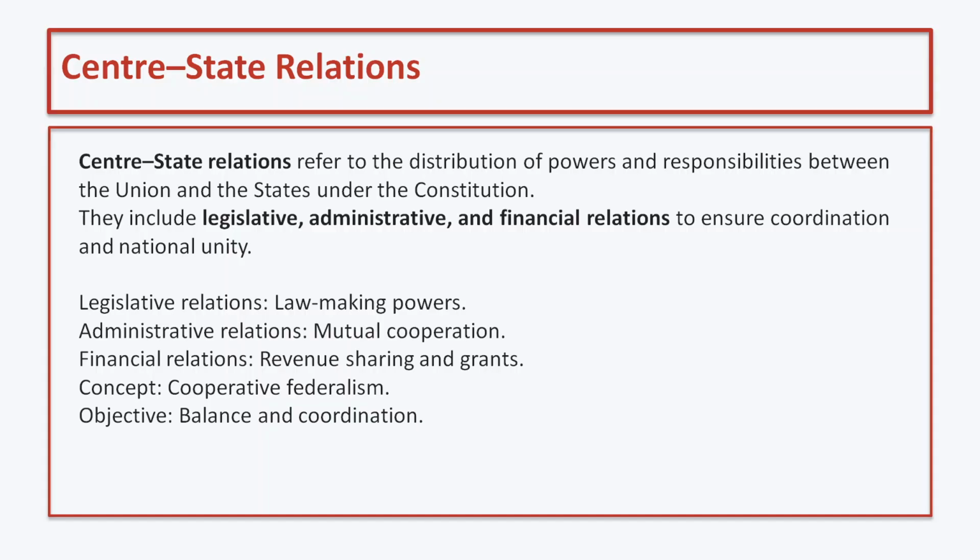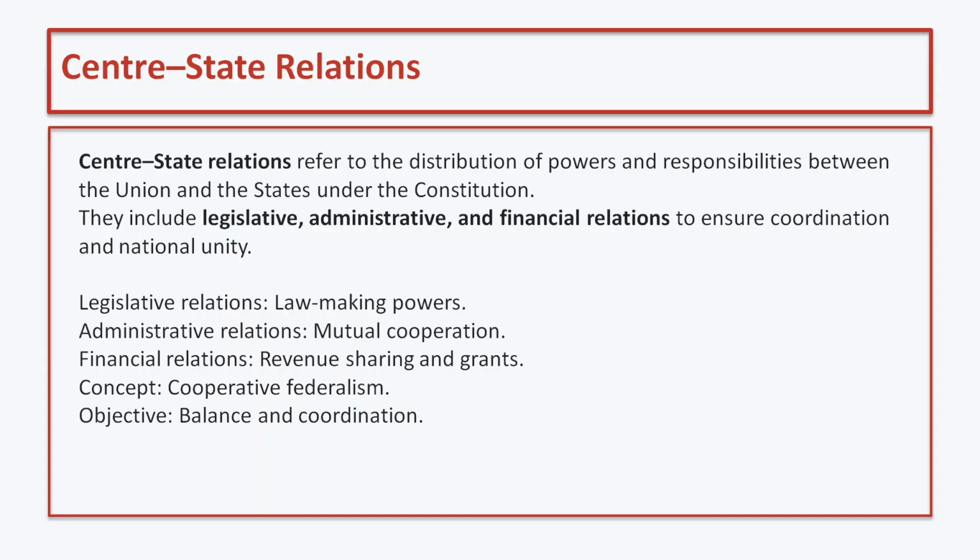The Constitution carefully divides these relationships into different areas. That is, some powers relate to making laws, some relate to administration, and some relate to money and finances. Legislative relations decide who can make laws on which subjects. Administrative relations decide how the center and state help each other. Finance relations decide how revenue is shared and how grants are given. All this is done to maintain a balance. The center must be strong enough to maintain national unity, and the state must be strong enough to manage local needs. Instead of a constant struggle for power, the Constitution promotes cooperative federalism. For example, the center collects certain taxes and then shares revenue with the states. Similarly, the center gives grants to the states for development and welfare schemes.